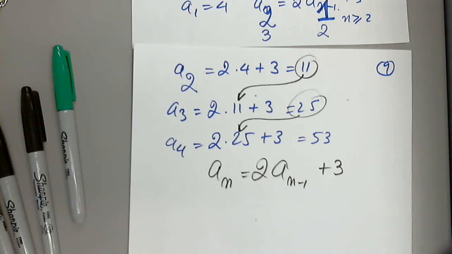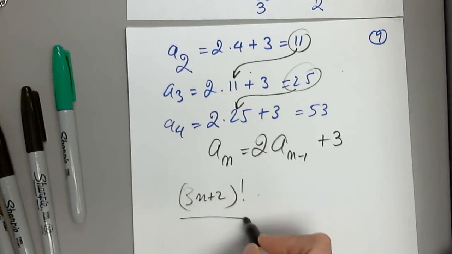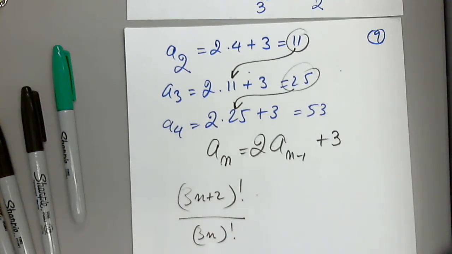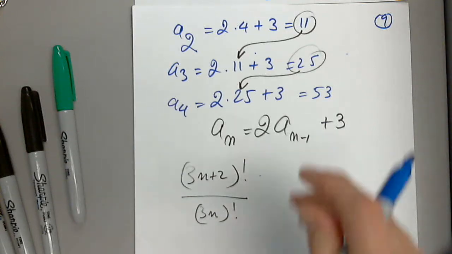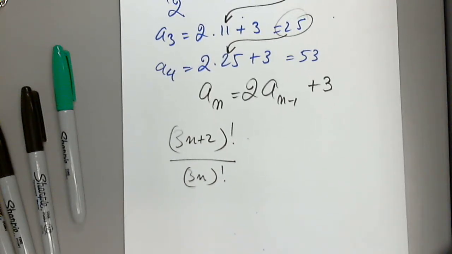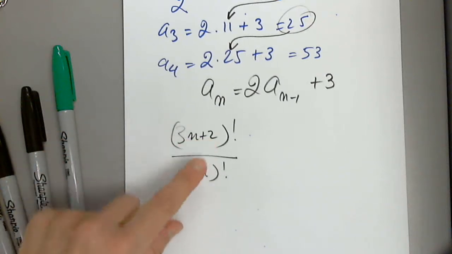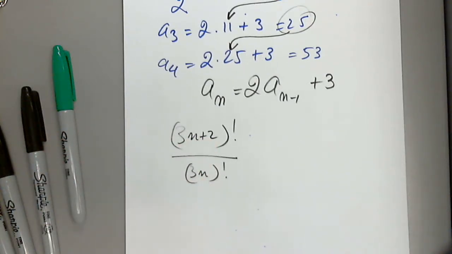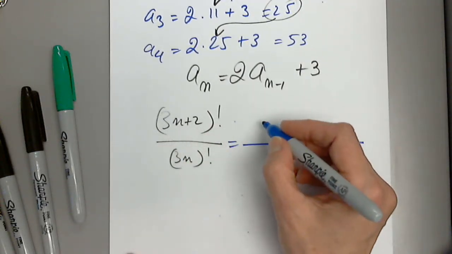In the next one, we are given (3n plus 2) factorial divided by (3n) factorial. And we want to simplify this. Okay, so if you remember what factorial means, then you will ask yourselves which one is the biggest of these two. Remember, n is a natural number from 1, 2, 3, 4, and so on and so forth. So which of these two numbers, either 3n plus 2 or 3n, will be bigger? 3n plus 2. Correct.